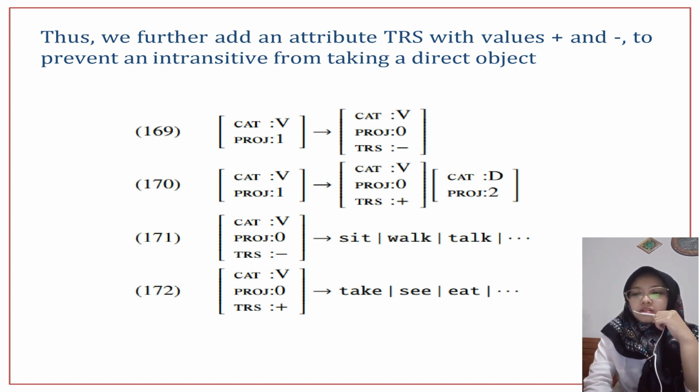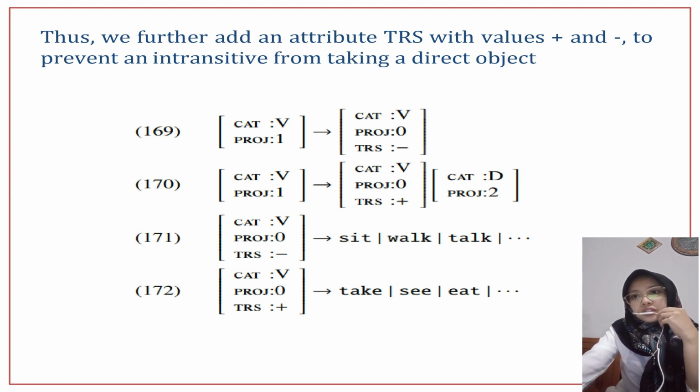When you find the attribute TRS with the value of plus, it means that this verb or predicate needs to be followed by a direct object. But when you find the attribute TRS with the value of minus, it has no direct object. It isn't followed by a direct object, ladies and gentlemen.